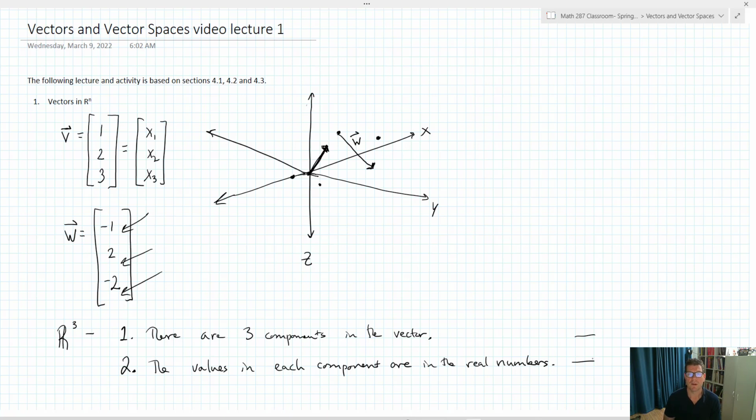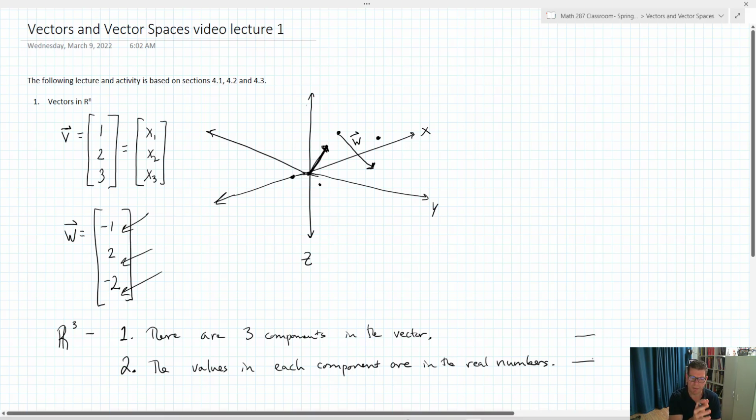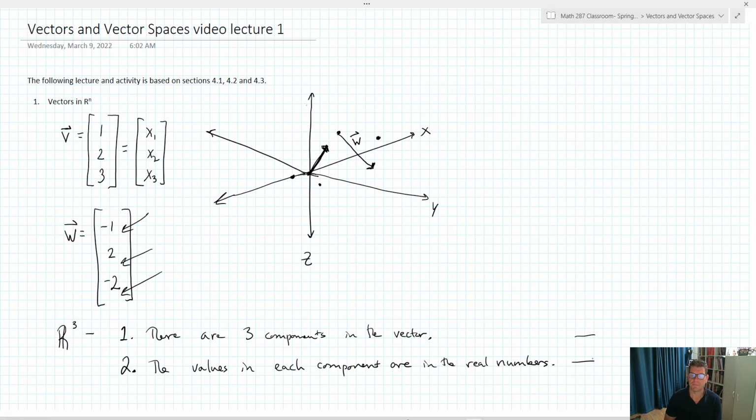Okay? What you'll see is that, for example, we'll get things called subspaces, and subspaces will sometimes be represented three-dimensionally, but will not actually be in R3 or be R3. Okay? So you want to be very careful. When we talk about R3, we're talking about only three components in the vector, and the values in each component are in the real numbers.